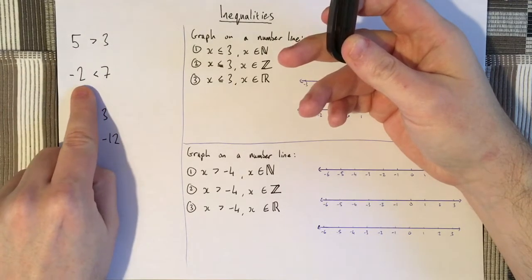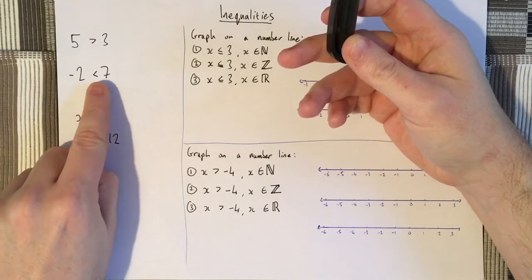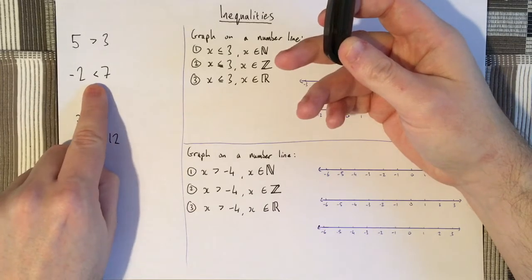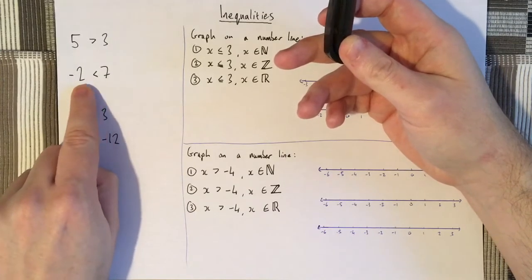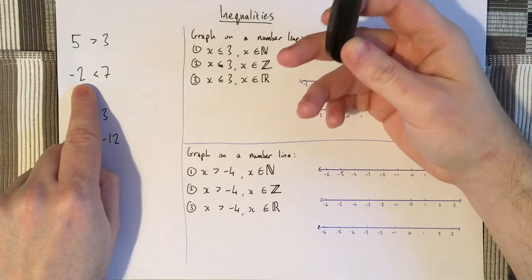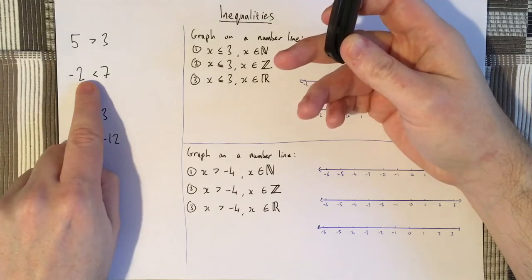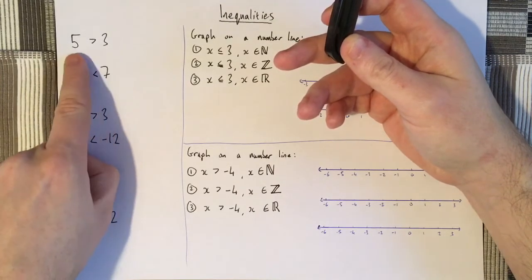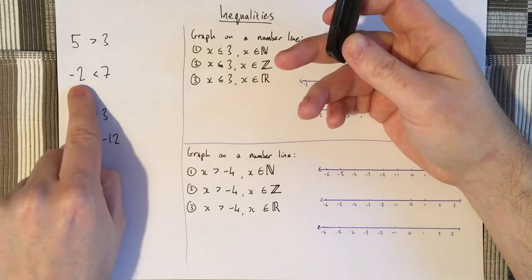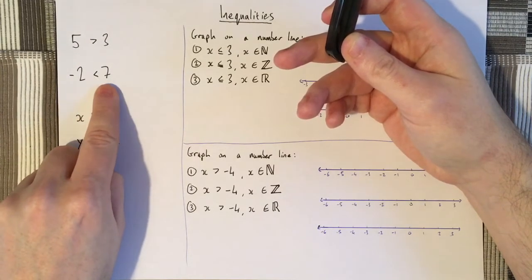Here then, -2 is less than 7. So the pointy end of the symbol is pointed at the lesser or smaller number. So -2 is less than 7. So 5 is greater than 3, -2 is less than 7.